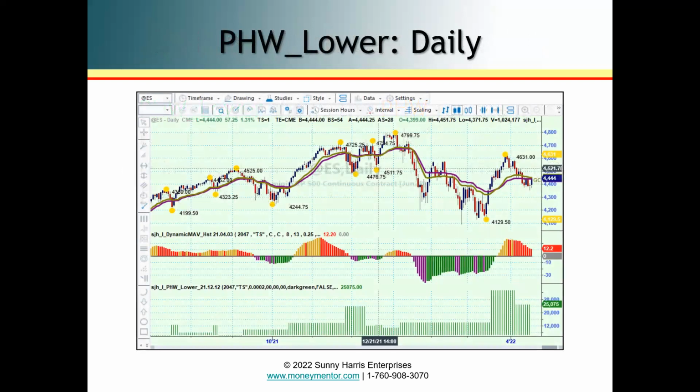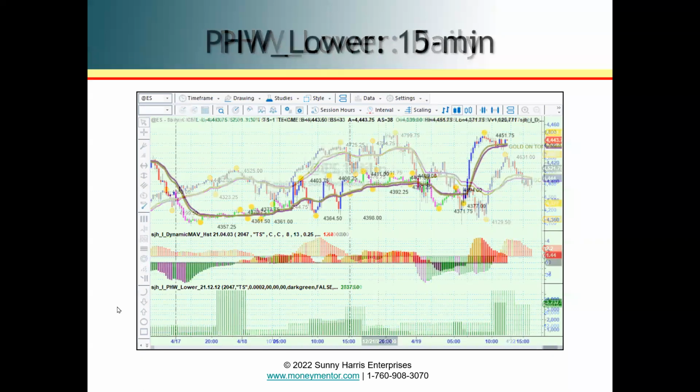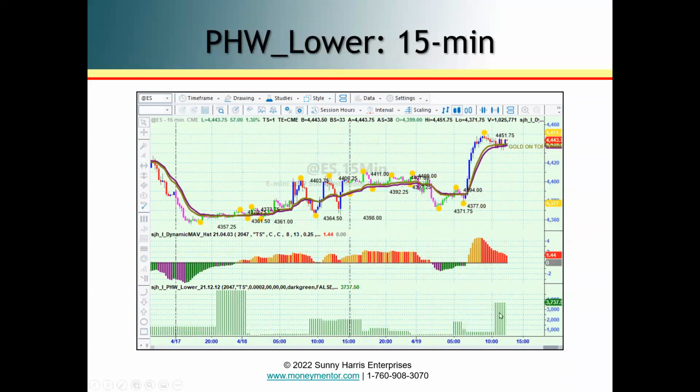Here it is on the E-mini. And you can see that this trade right here between yellow dots is $25,000 right there. Potential. Okay, it's not how much I made necessarily, but it is how much is potential. And here it is on a 15-minute chart. You can see that this trade right here between the yellow dots is reflected here. It can only display it after the trade is closed. So it says $3,700 in that trade, trading one contract. That's significant.